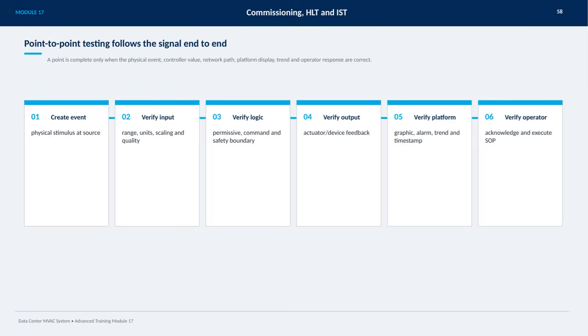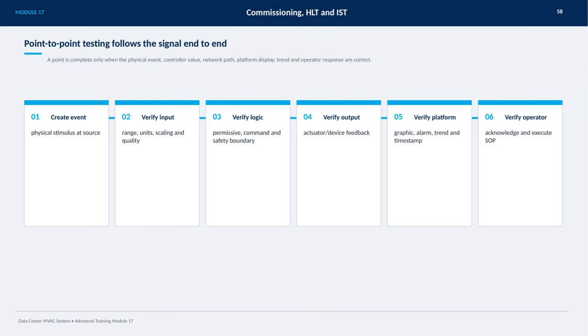Point-to-point testing means verifying the entire signal path from start to finish, ensuring that every step works correctly. First, we create a physical event at the source. Then we verify the input for proper range, units, scaling, and data quality. Next, we check the logic to confirm permissives, commands, and safety boundaries are accurate. After that, we verify the output by checking actuator or device feedback.